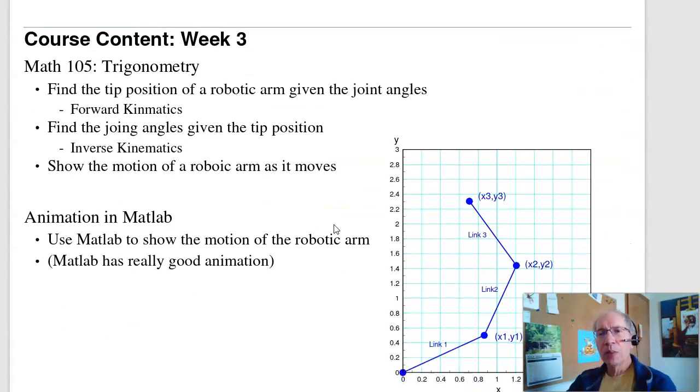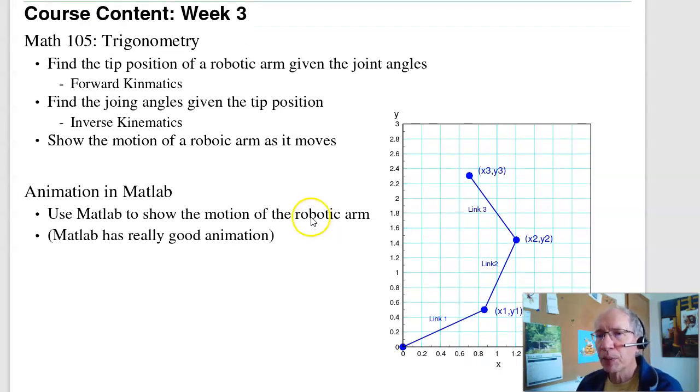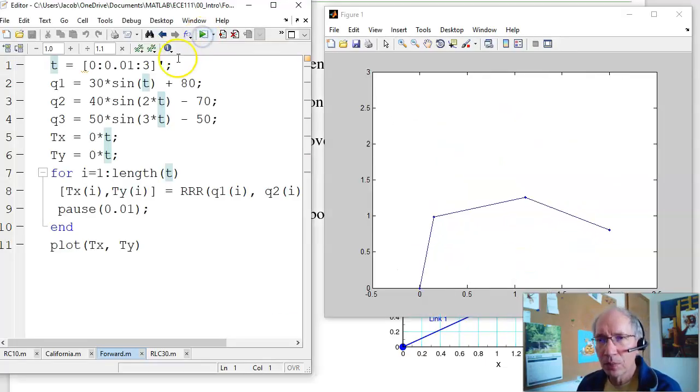Second thing, when you get to Math 105 trigonometry, you study sines, cosines, trig functions. Well, one thing you can do with trig functions is, given a robotic arm, find the position of each link, find the tip position. That's called forward kinematics. Given the angles, where's the tip? There's also inverse kinematics. Given the tip positions, what are the joint angles? You'll study that when you get to Math 105, but using MATLAB and numerical techniques, I can do the same thing.